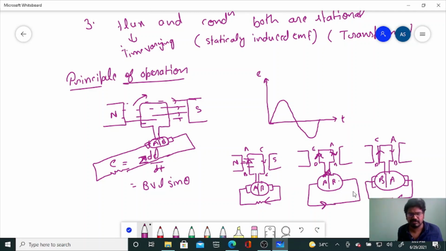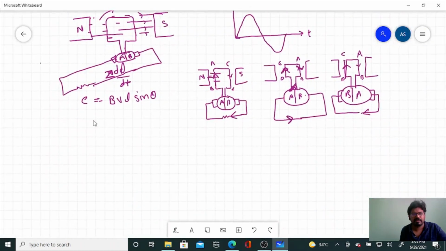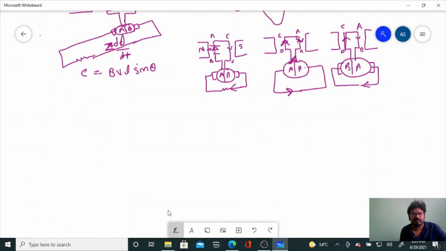So the role of these commutator segments is nothing but to convert our AC into DC. So these are basically mechanical rectifiers, you can say. Okay. Now let's discuss that this induced EMF, the direction of the induced EMF will be decided by Fleming's right hand rule.